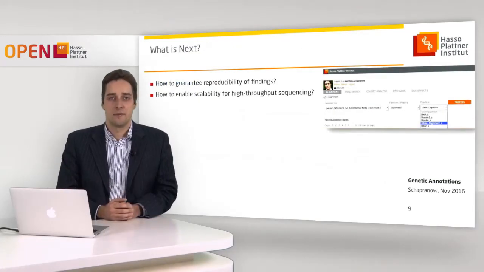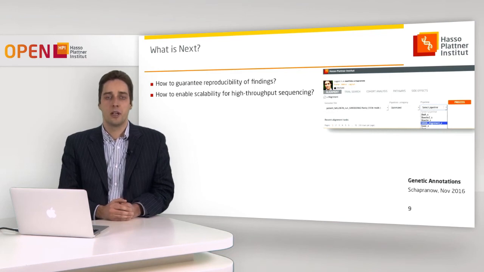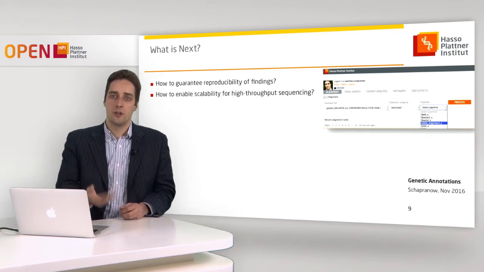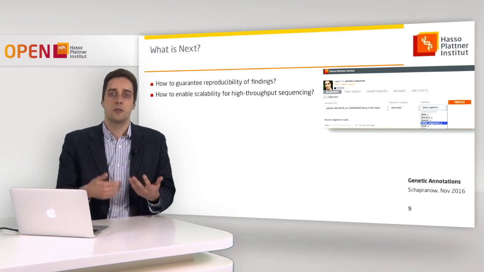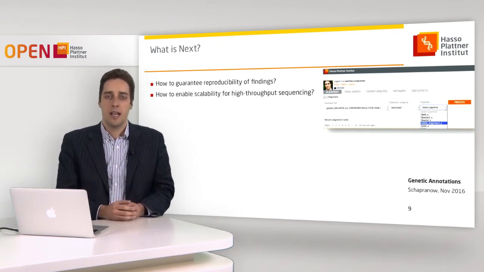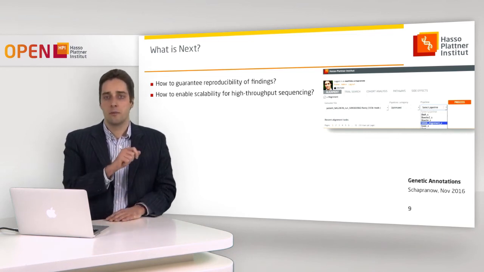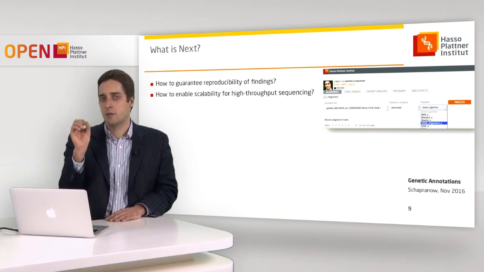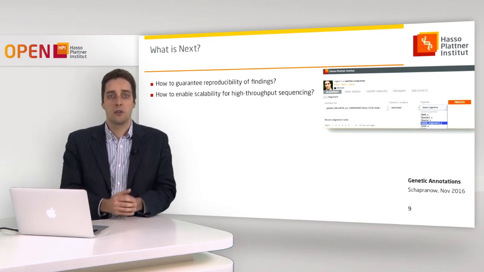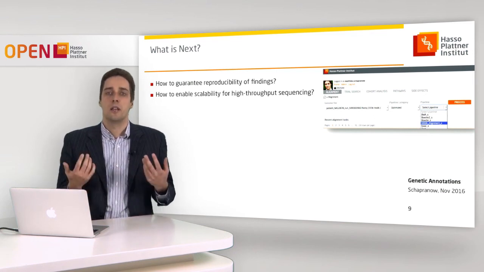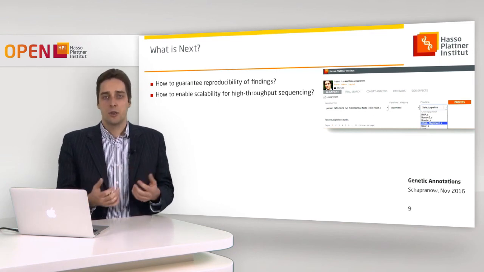So what's next? Next time we want to investigate how to guarantee the reproducibility of the findings, to establish a process which not only results in a list of variants, but which you can run every time in the same way and come to the same results. So that no one is needed to take data from one Excel spreadsheet and put it into another. And also how to enable a scalable platform for high throughput sequencing. That means you want to investigate not only one patient at a time, you want to investigate thousands of patients in your hospital or in your district at the same time.